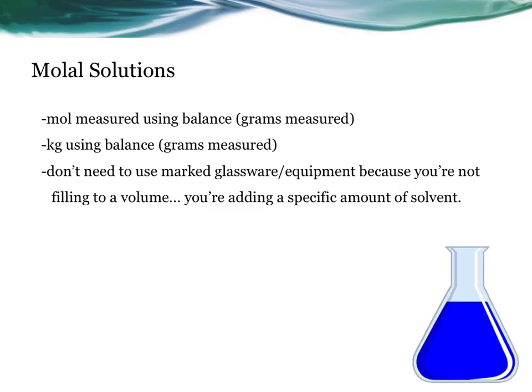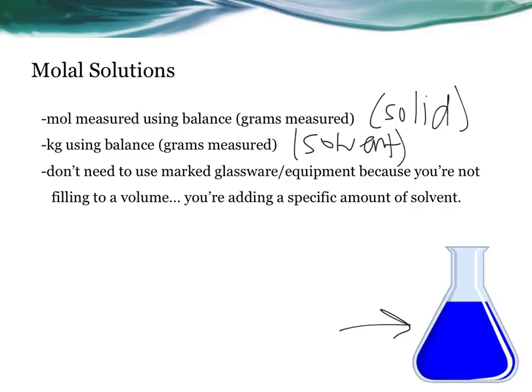So a molal solution is prepared by using a balance to measure out the solid. So this is your solid. Because we can't measure in moles, we have to measure in grams and then convert to moles. And then we measure the solvent by using the balance also. So you're going to use the balance twice. Once to measure out the solid, then you'll zero it out again and then add solvent until you have a certain mass. So this time around, we don't have to worry about using glassware with marks or lines on it because we're not filling to a line. We're just adding a certain mass of solvent. So we're just going to use a balance for this. So this flask would be perfectly fine even though it doesn't have any lines on it. That's only if you're doing molality though.